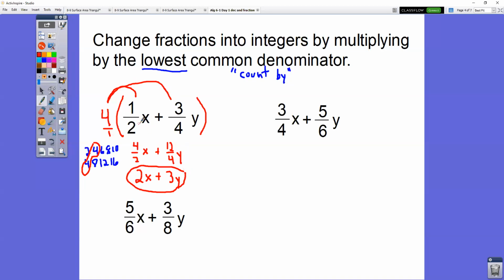Would you rather work with 1/2 x plus 3/4 y, or would you rather work with 2x plus 3y? 2x plus 3y is a lot easier to work with.